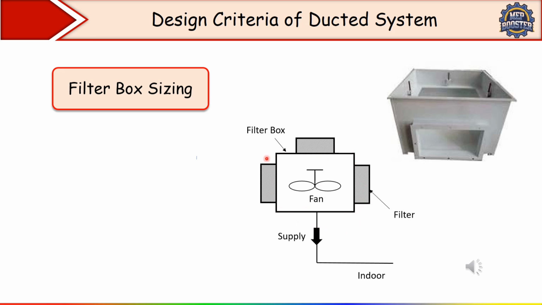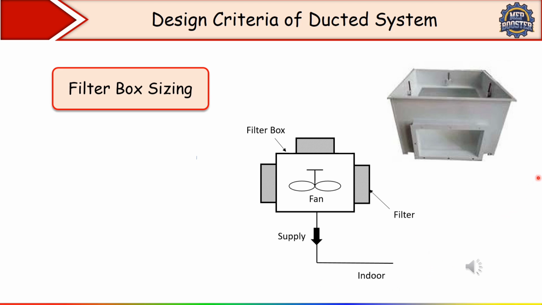You can see in this image, inside this filter box we have a fan, and this is our filter. On three sides we have installed the filter, and on the fourth side we have to install the duct, which goes inside the basement or the car parking area. First we take fresh air from the environment and filter it, then we supply that air into the basement area.